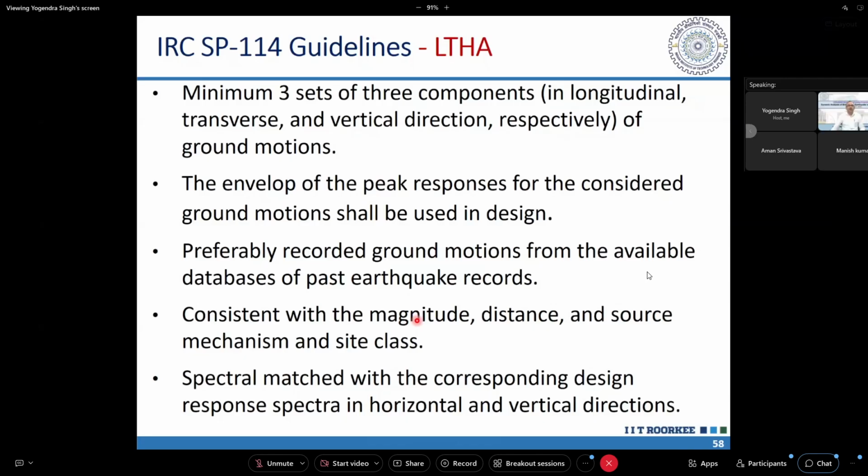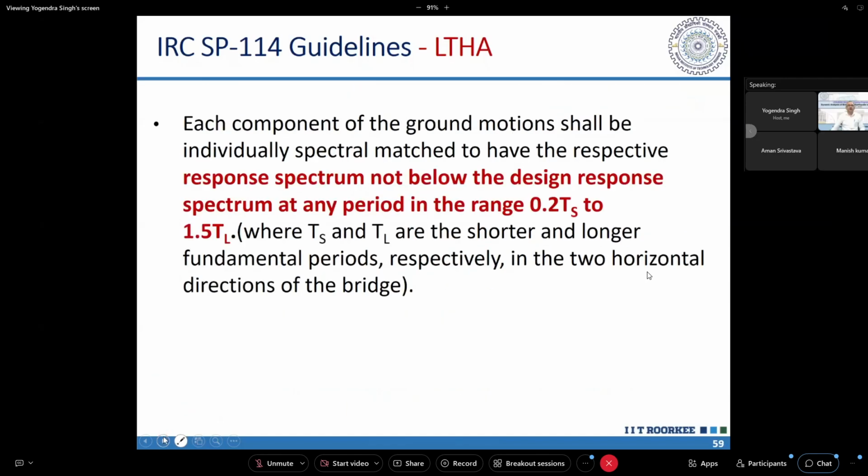are matched with the corresponding design response spectrum in horizontal and vertical direction. So spectral matching is allowed, or rather required, to make these spectra match in the period range 0.2 TS to 1.5 TL, TS and TL, because any bridge will have different periods in longitudinal and transverse direction. So we will take the fundamental mode in longitudinal direction and the fundamental mode in transverse direction. The smaller one of them is TS and the longer one of them is TL. So 0.2 of the smaller to 1.5 of the longer.